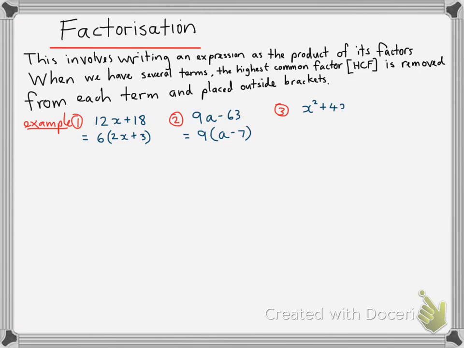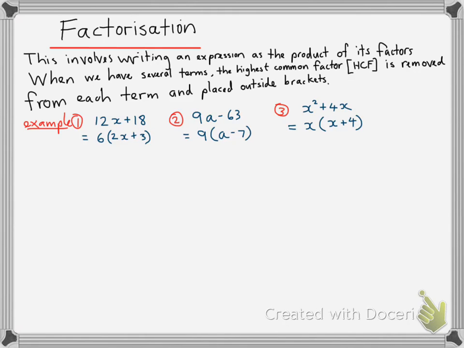Next example is x squared plus 4x. Now this time we don't have a number common factor, but we have a pronumeral common factor of x. So we'll take out an x and introduce a bracket. x times what gives x squared? x times x. x times what gives 4x?